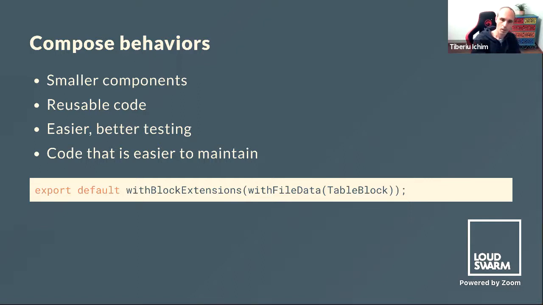So I want to stress the importance of this pattern, because it leads to smaller components, reusable code, easier, better testing, and code that is easier to maintain. And how you use it, it's this line of code. For example, I would have two behaviors. Let's call them with block extensions, with file data, and these are taken from the Volto addons training, and we wrap them around the table block component that's provided as an example here.